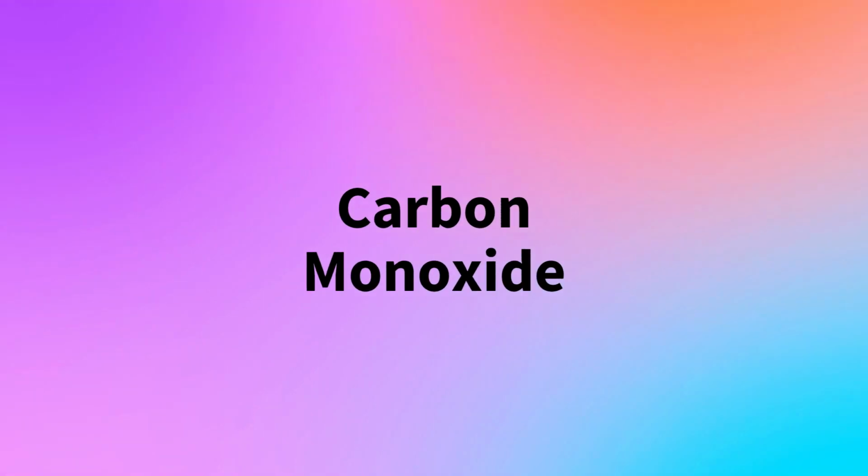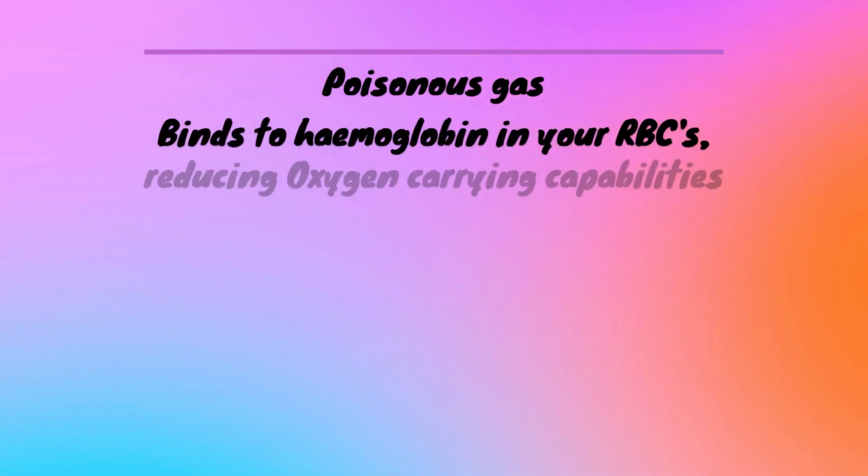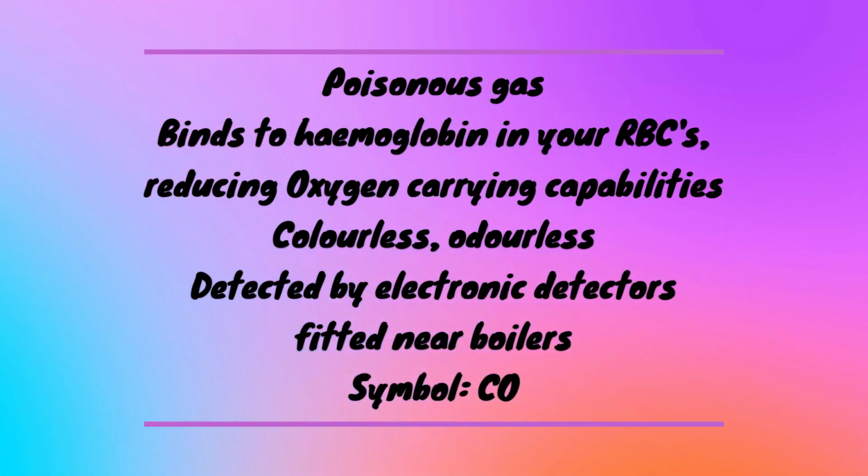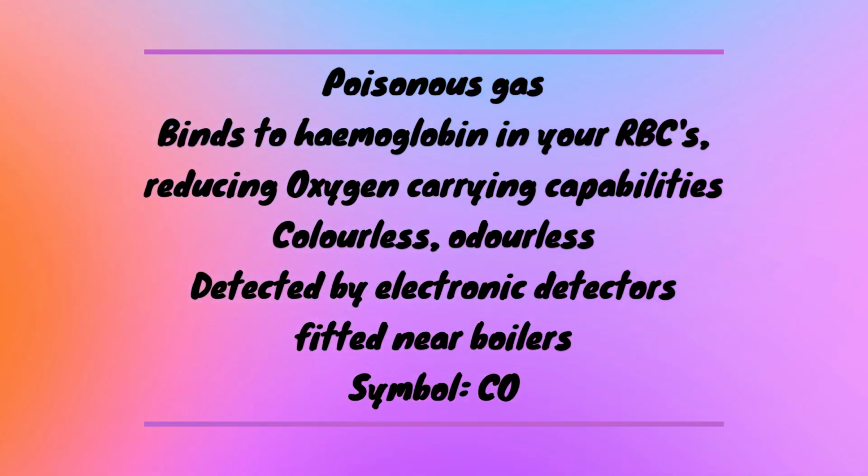We now have a mini focus on carbon monoxide. So carbon monoxide is a poisonous gas that binds to hemoglobin in your red blood cells, reducing their oxygen carrying capabilities. It's colourless and odourless. However, it can be detected by electronic detectors fitted near boilers, and its symbol is CO.